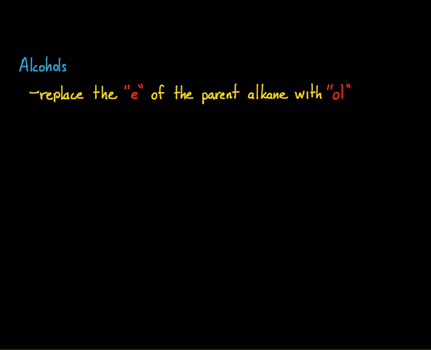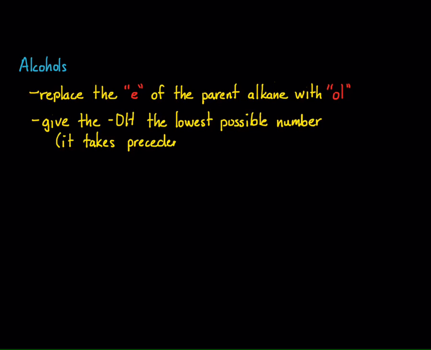So propane becomes propanol, butane, you drop the E, you add an OL, becomes butanol, and so on and so forth. Now the big difference here is that the alcohol functional group takes the lowest possible number relative to other substituents of alkane derivatives, right? So it takes precedence, we say, over the other substituents.